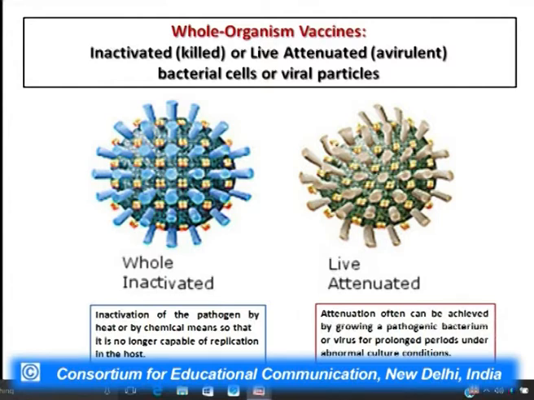Now, on the right hand side, it is a live attenuated pathogen. The pathogen is live, but it has been attenuated. Attenuation means weakening of the pathogen, which can be achieved by growing a pathogenic bacterium, or even a virus, for a prolonged period under certain abnormal culture conditions. You change or deplete the culture, so that finally what you get is a very weakened pathogen, and chances are that it is not capable of causing the disease in the host.